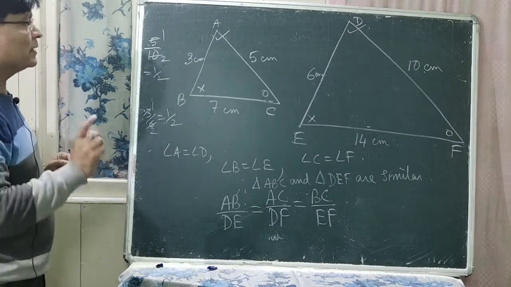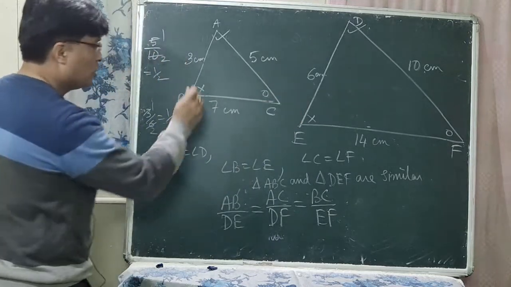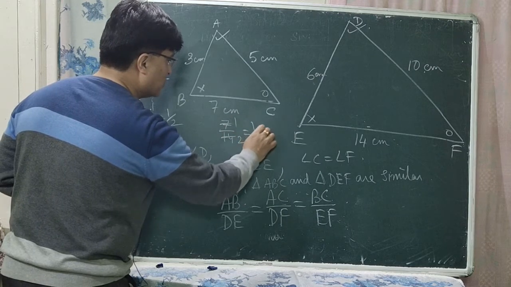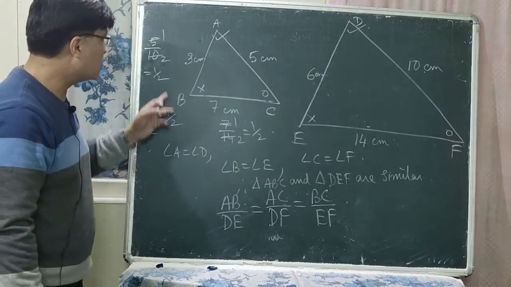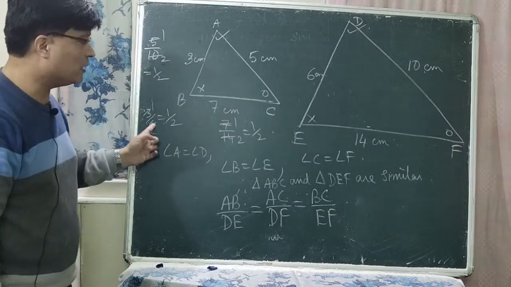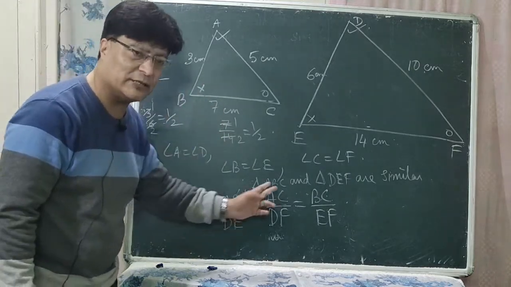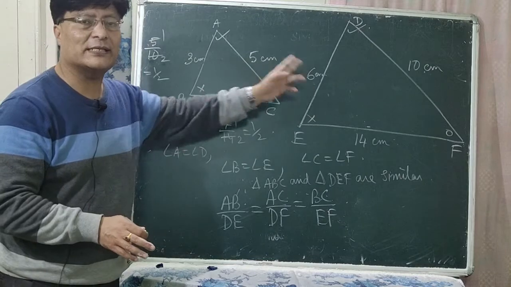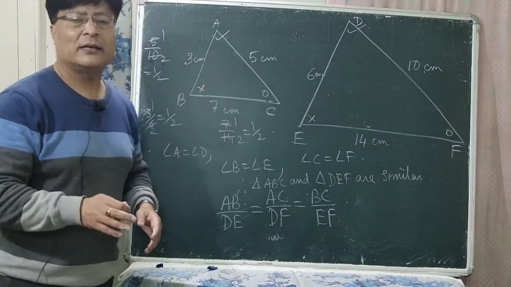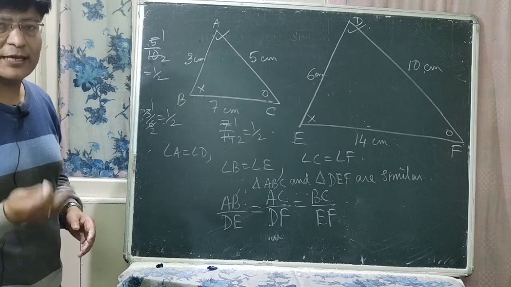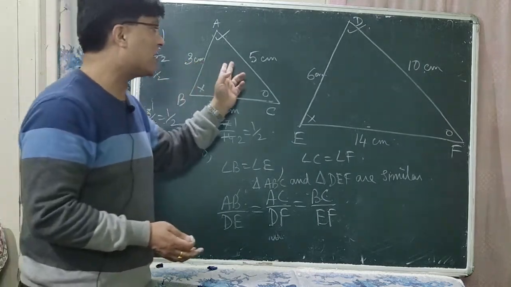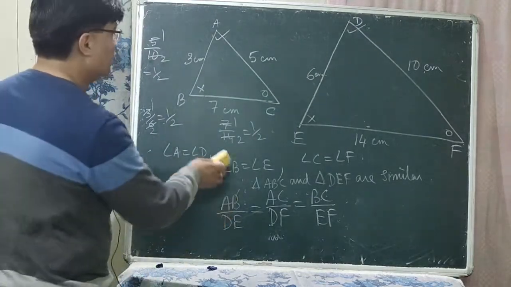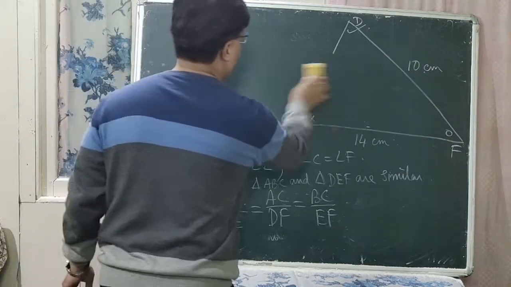Their ratios are same, isn't it? Similarly, next, BC divided by EF. What is BC divided by EF? It is 7/14. 7 1s are 7, 7 2s are 14, which is equal to half. That means their ratios are same. If their ratios are same, that is AB by DE is equal to AC by DF is equal to BC by EF, then these two triangles are similar and their corresponding sides are proportional. So if the two triangles are similar, then their corresponding sides are also proportional. Okay, so you have to remember this point.